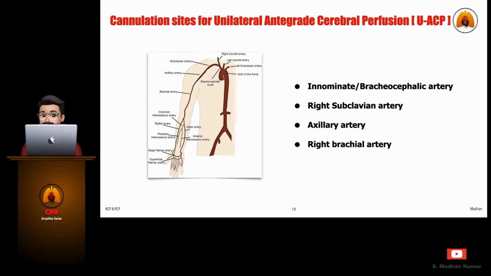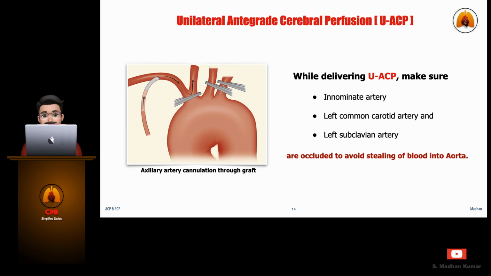Let us see about the cannulation sites required for unilateral cerebral perfusion. Innominate or brachiocephalic artery, right subclavian artery, axillary artery, right brachial artery. While delivering unilateral antegrade cerebral perfusion, make sure the innominate artery, left common carotid artery, and left subclavian artery are occluded to avoid stealing of blood into the aorta.